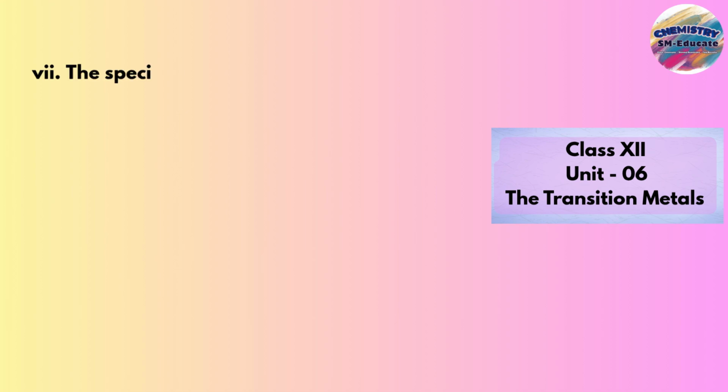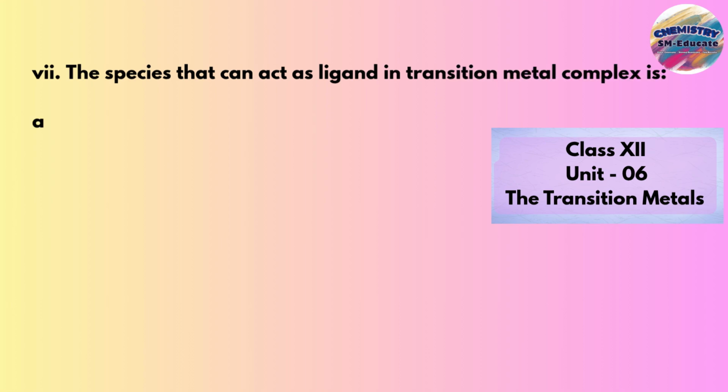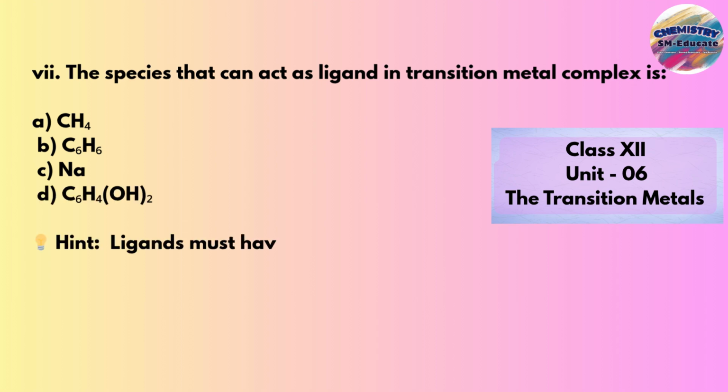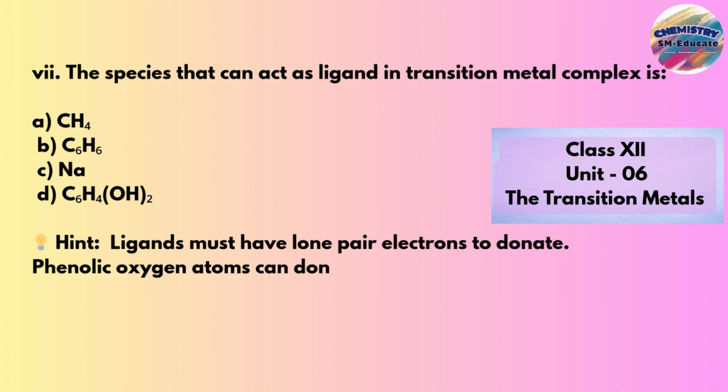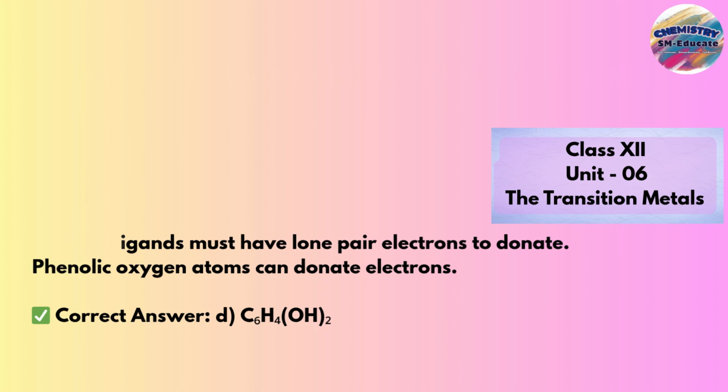7. The species that can act as a ligand in a transition metal complex is: A. Carbon tetrahydride, CH4. B. Benzene, C6H6. C. Na. D. Phenol, C6H5OH. Hint: Ligands must have lone pair electrons to donate. Phenolic oxygen atoms can donate electrons. Correct answer: D, phenol.